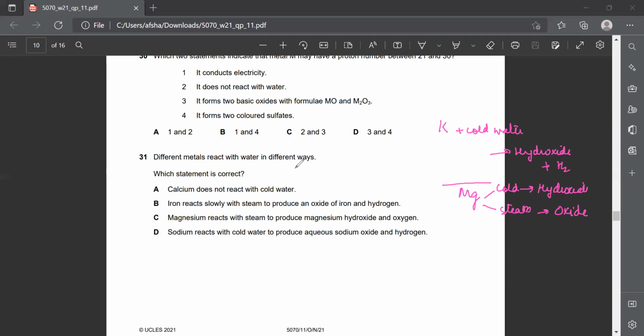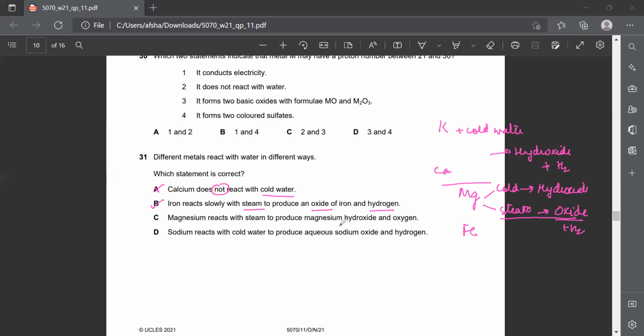Different metals react with water in different ways. Which statement is correct? A: Calcium does not react with the cold water. As I said, magnesium and above, and calcium also comes here, so calcium will react with the cold water. So this statement is wrong. Coming to part B: iron reacts slowly with steam. Iron is below magnesium, so iron will react with steam, producing oxide of iron and hydrogen. Yes, when they react with the steam, they will produce oxide and hydrogen along with that. So according to this understanding, B is going to be correct.